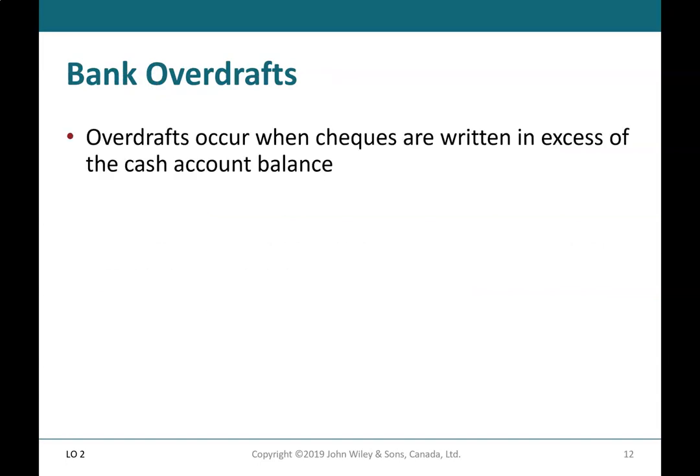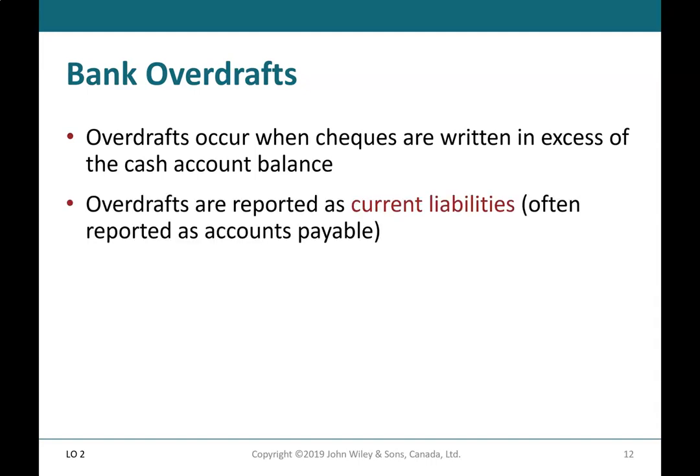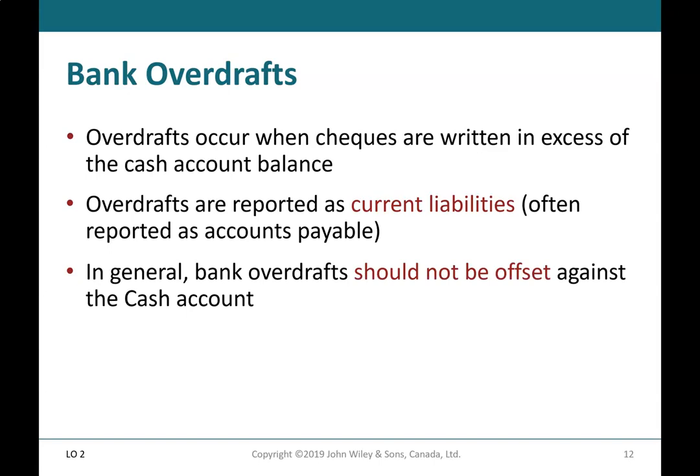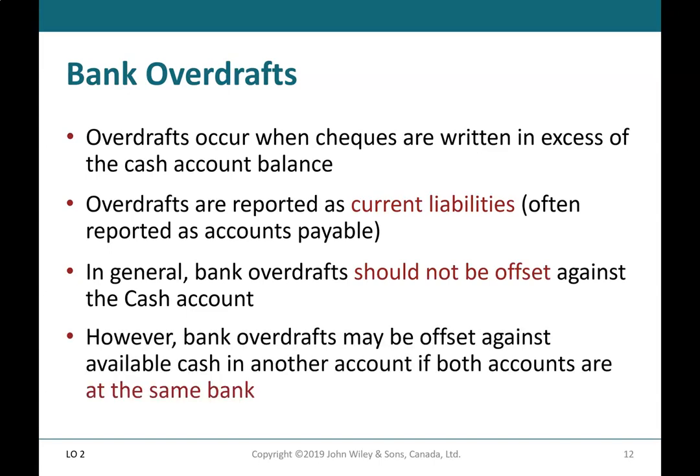Bank overdrafts. Overdrafts occur when checks are written in excess of the cash account balance. Overdrafts are reported as current liabilities, often reported as accounts payable. In general, bank overdrafts should not be offset against the cash account. However, bank overdrafts may be offset against available cash in another account if both accounts are at the same bank.